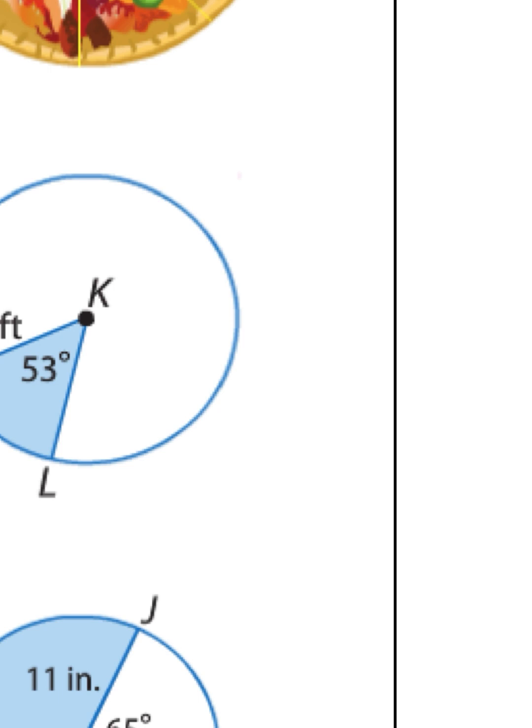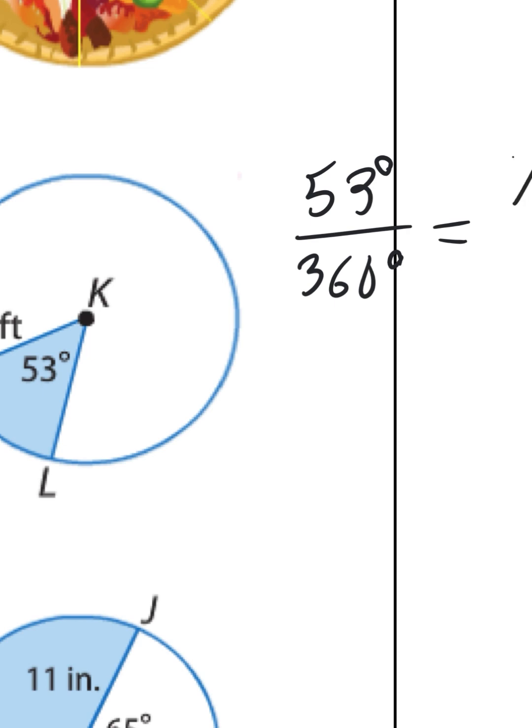So here's what I would do. I would put 53 degrees over the total number of degrees. How many degrees in a circle? 360. Okay. And I'd set that equal to a like proportion on the right-hand side. So this is part to a total. I need part to a total, and I'm looking for the area. So the sector's area would be the part. The total would be the total area.